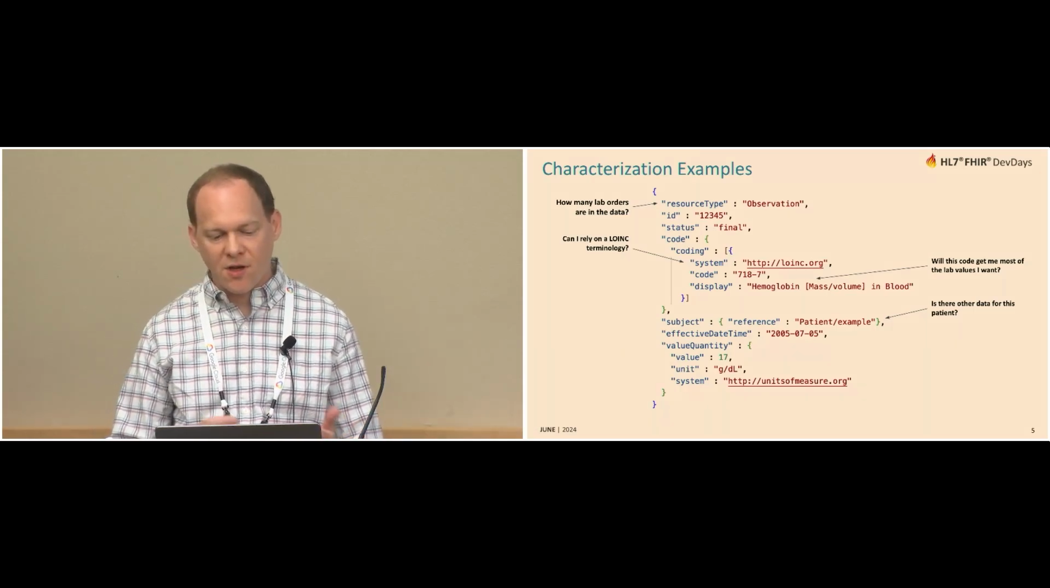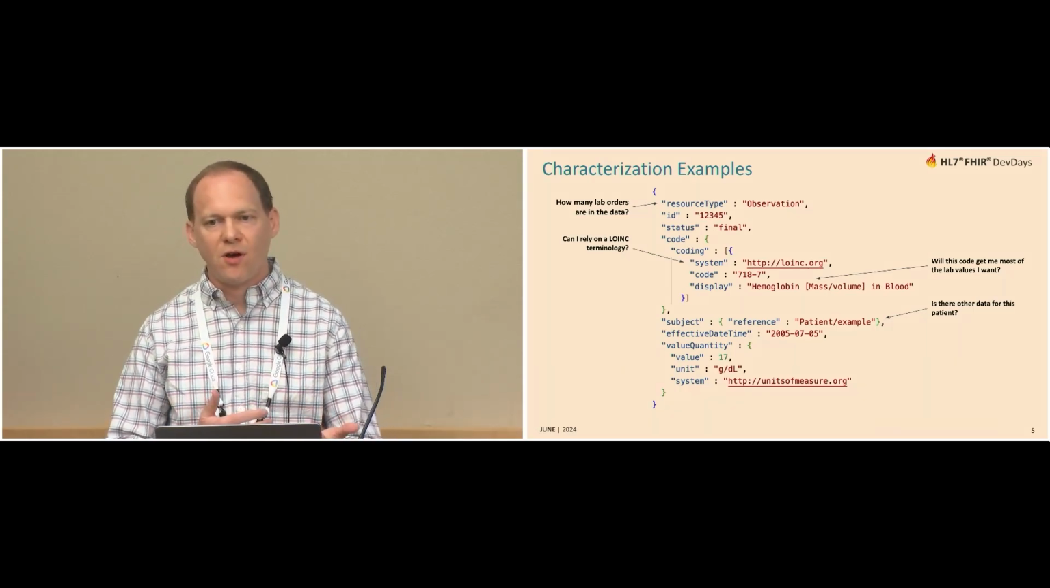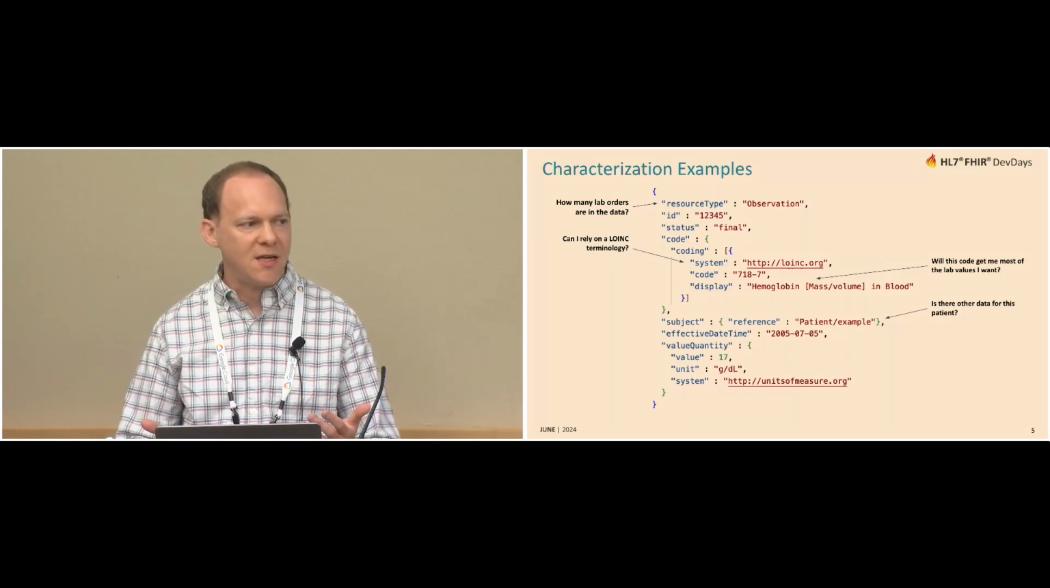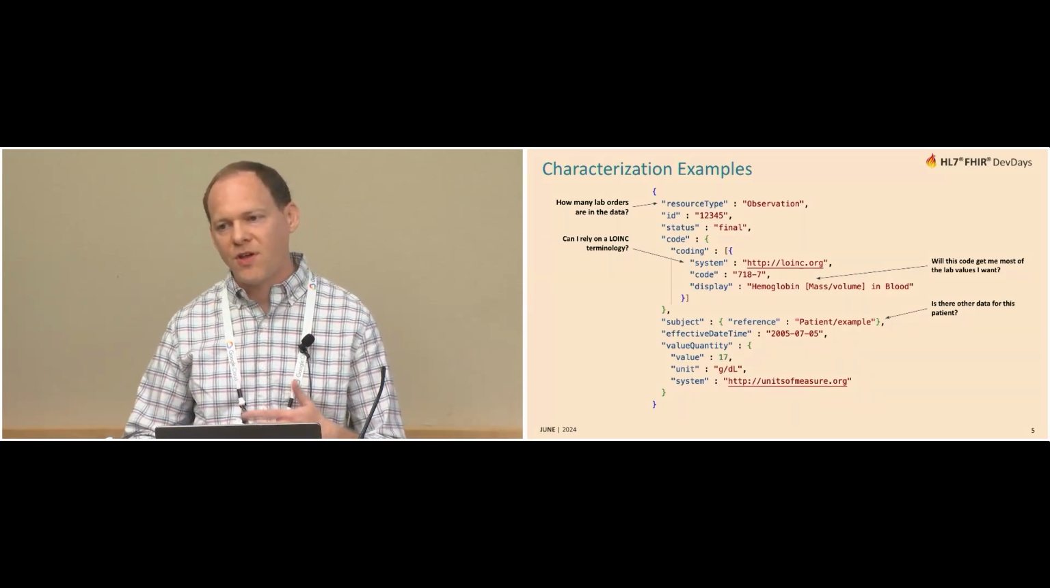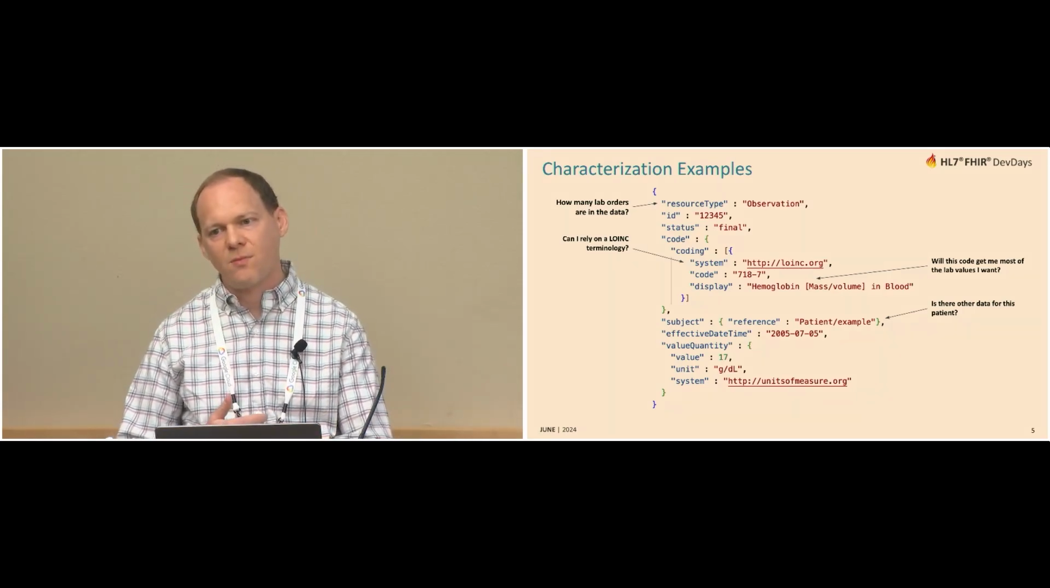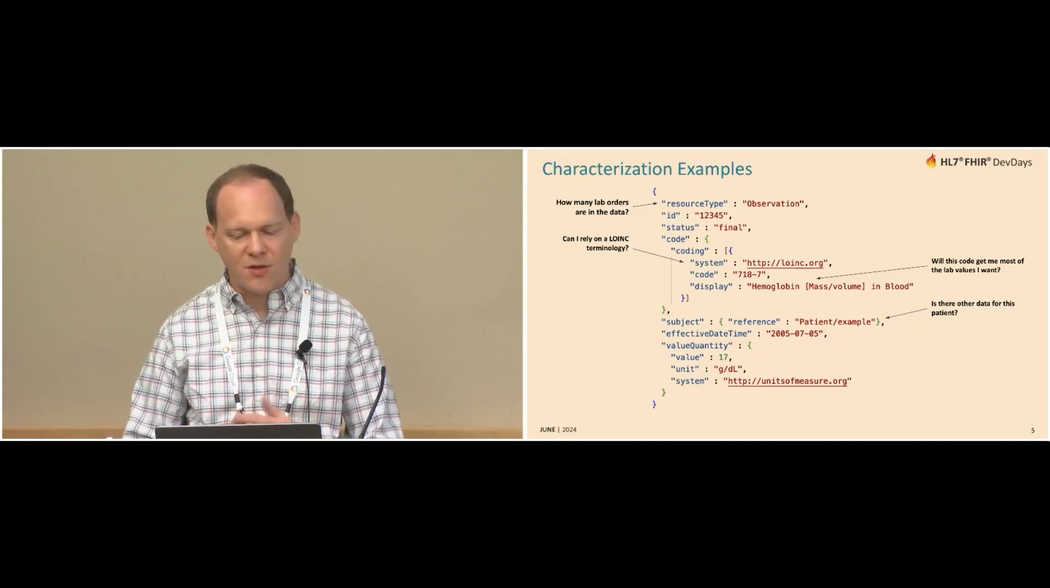Something similar I can do is around the codes. If I'm using a particular value set, can I expect to get a reasonable quantity of patients with this value set, or maybe I need to adjust my value set or adjust my terminology.